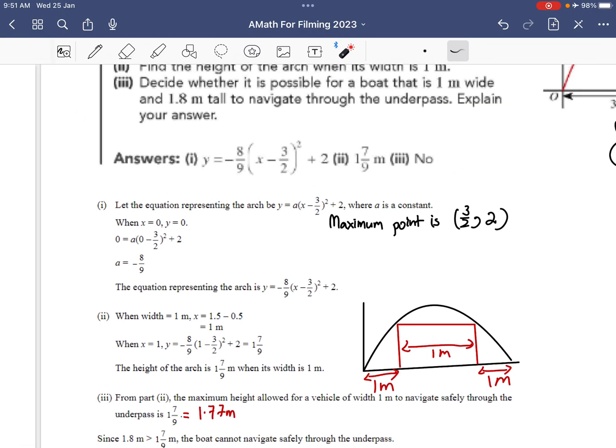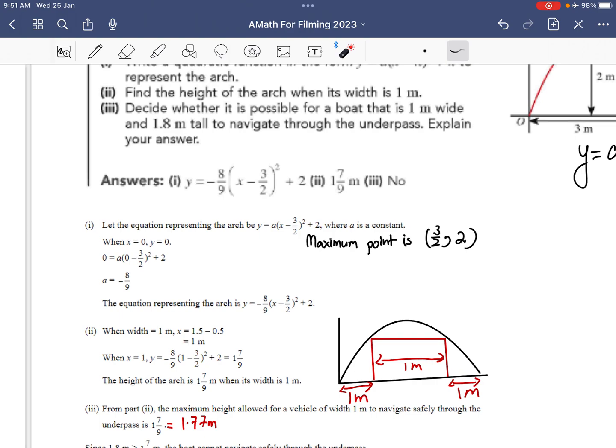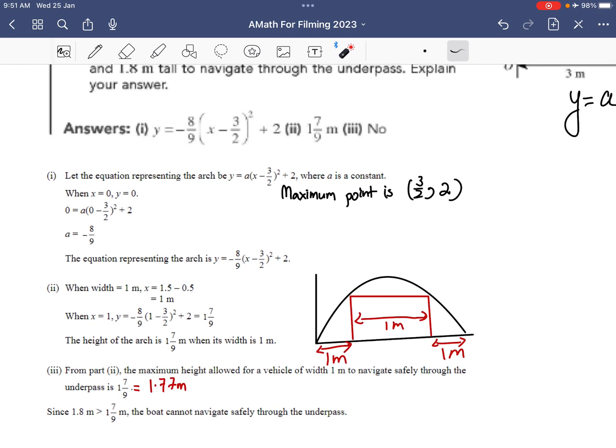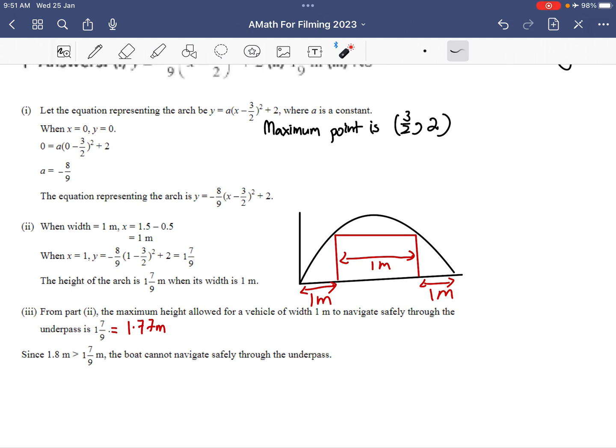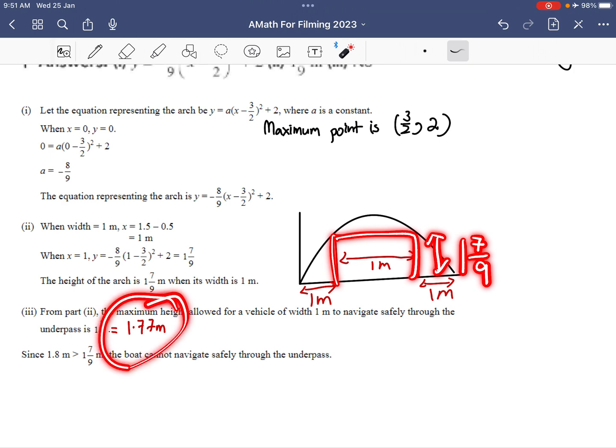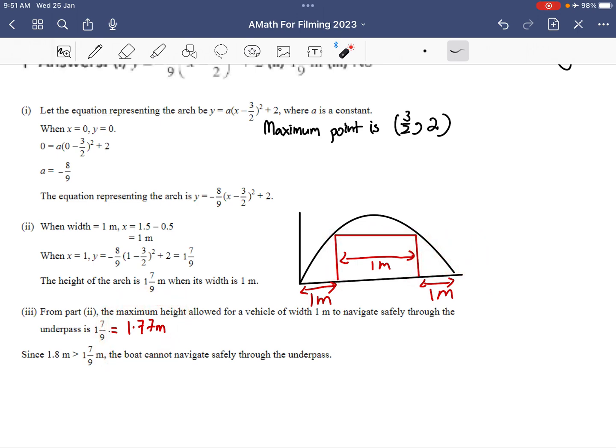Now, lastly, the last question is, what happens with the boat that's 1 meter wide and 1.8 meters tall? If I draw the boat like this, when the width is 1 meter, we found that the height of the arch is 1 and 7 over 9. Converting to decimals, that is 1.77 meters.